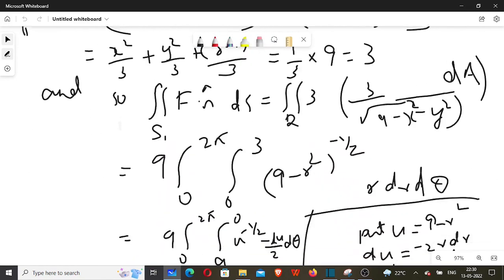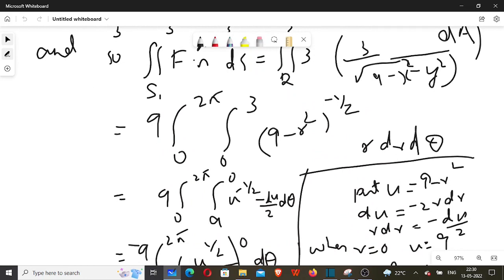And so the double integral over S1 of F dot n dS is equal to the double integral over R of 3 into 3 divided by the square root of (9 - x² - y²) dA, which is equal to 3 into 3, that is 9. We can change the integral into polar coordinates. So dA becomes r dr dθ. So it becomes the integral from 0 to 2π, 9 into the integral from 0 to 3, (9 - r²) raised to minus half in the denominator term, and when we come to the numerator, it becomes minus half into r dr dθ.